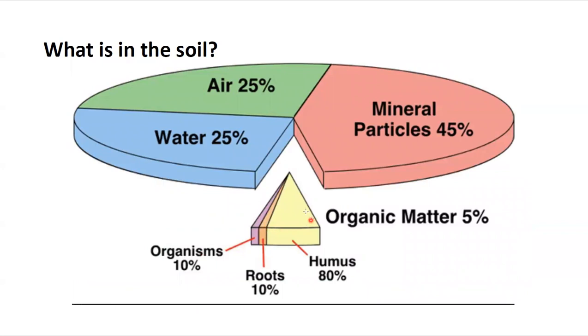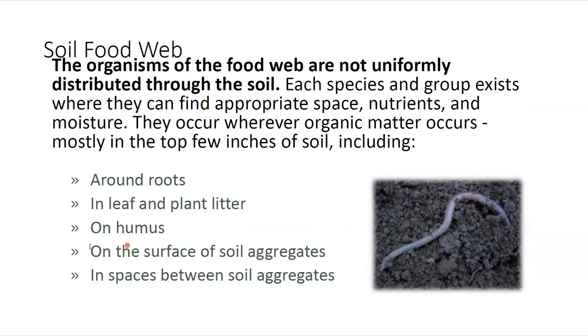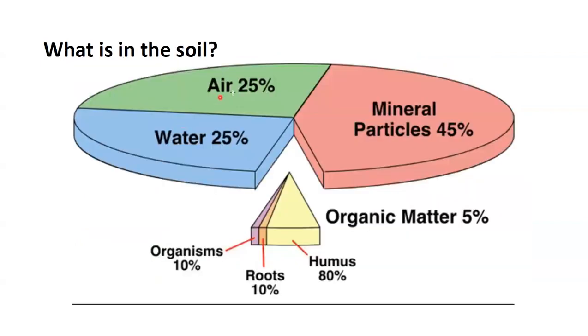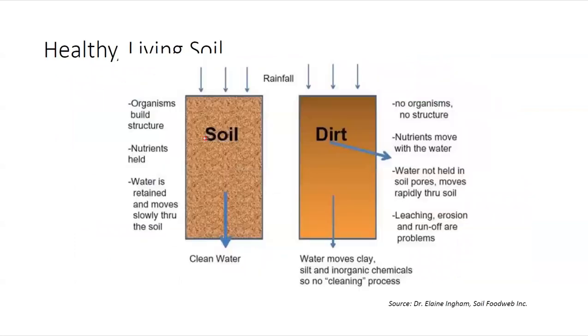Pie chart again for some review and to put this back together, and also to kind of set us up for the next piece that we're going to go through. Now, we need the organic matter, humus, because that's part of the food for the organisms, right? They also need air and water.